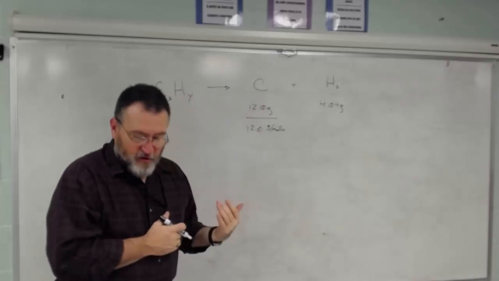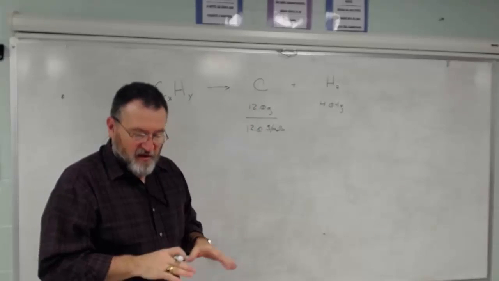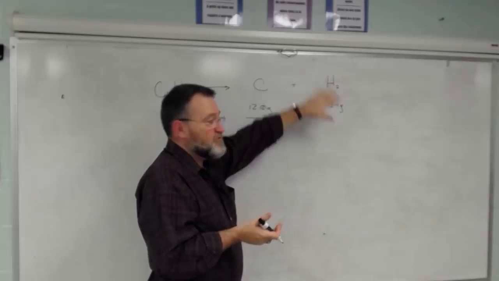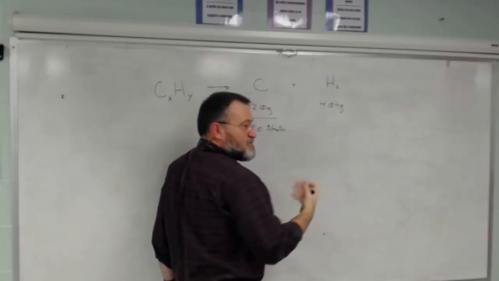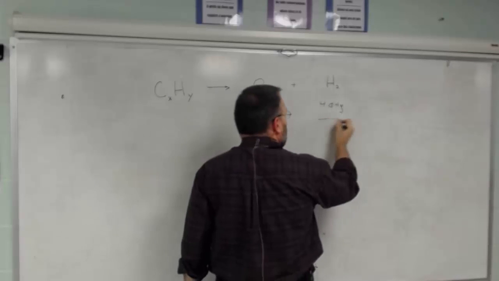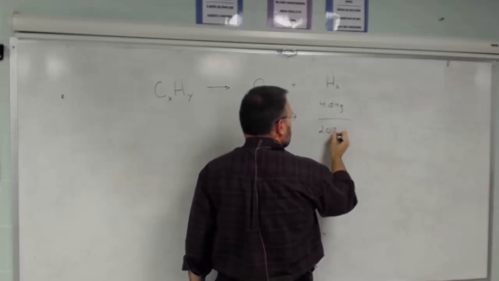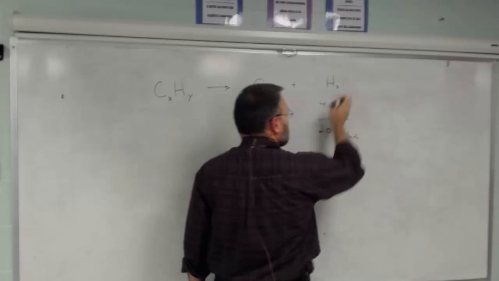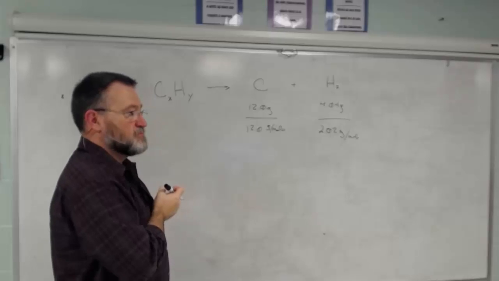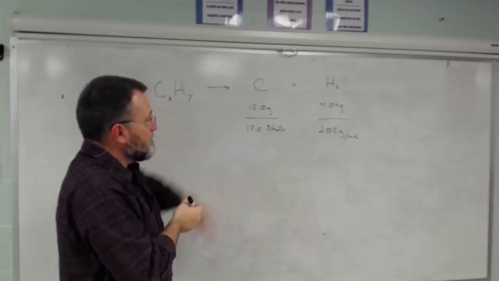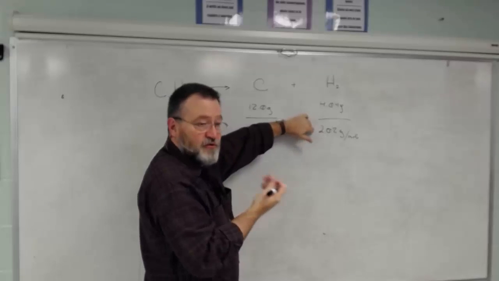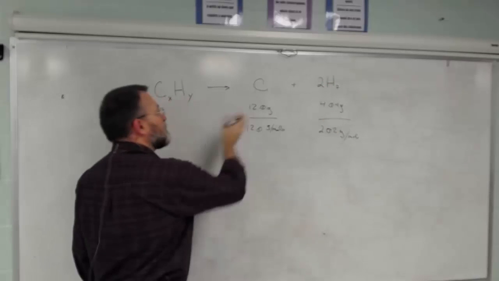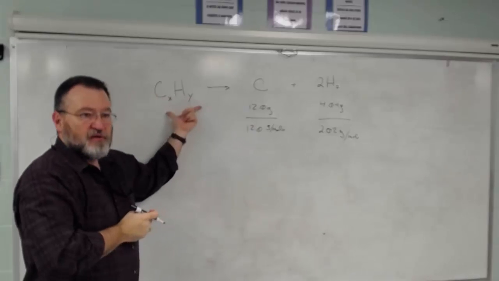So there's two different ways you could think about it. The way they do it in the book is they say that they solve for the moles of hydrogen gas, or H2. Well, how many moles of H2? Well, it's 4.04 grams of hydrogen produced divided by, in this case, 2.02 grams per mole of H2. The result there is 4.04 divided by 2.02 is 2. So we have 2 moles of hydrogen gas and 1 mole of carbon produced from the decomposition of this molecule.